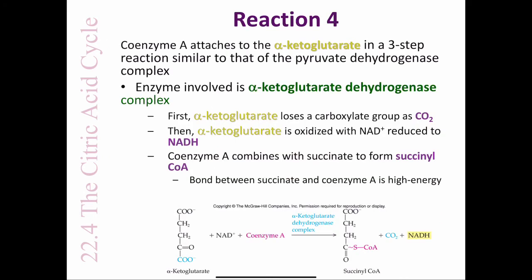In reaction 4, coenzyme A enters the picture again as the alpha ketoglutarate dehydrogenase complex carries out a complex series of reactions similar to those catalyzed by pyruvate dehydrogenase complex. The same coenzymes are required, and once again, three chemical events occur. Alpha ketoglutarate loses a carboxylate group as carbon dioxide. It is oxidized and NAD+ is reduced to NADH, and coenzyme A combines with the product succinate to form succinyl coenzyme A. The bond formed between succinate and coenzyme A is a high-energy thioester bond.